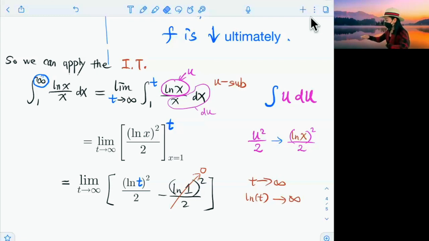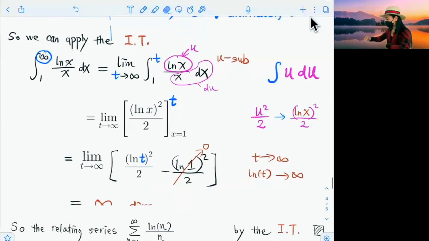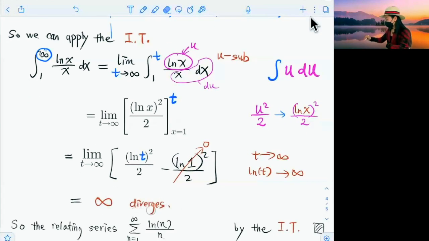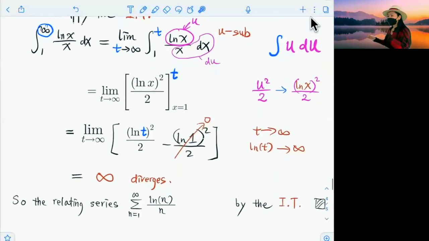So what about this limit? What's the limit of this? Infinity, you got it, good job. So that's infinity, which is divergence, right? So we found that this integral here diverges. So what can we conclude about the related series? Converge or diverge? It diverges because they die together, right? So it's going to diverge by the integral test.